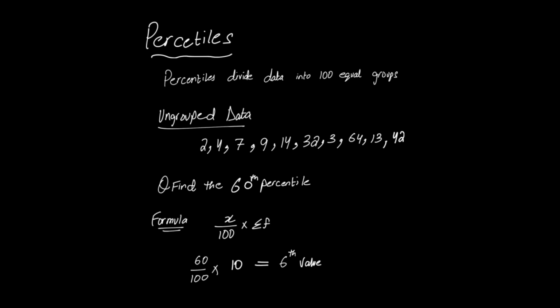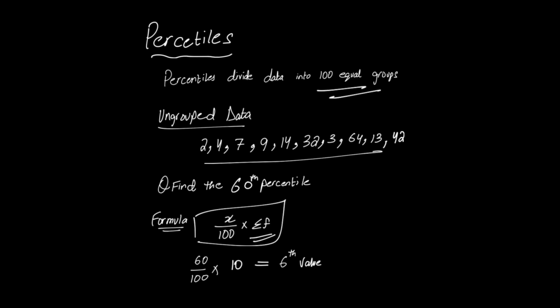Percentiles are like quartiles. Quartiles divide data into 4 equal groups, but percentiles divide the data into 100 equal groups. So let's say that I have this set of data and I have to find the 60th percentile. So this is basically the formula. The percentile you have to find is x. 100 is the total number of percentiles there are, and the sum of frequency.